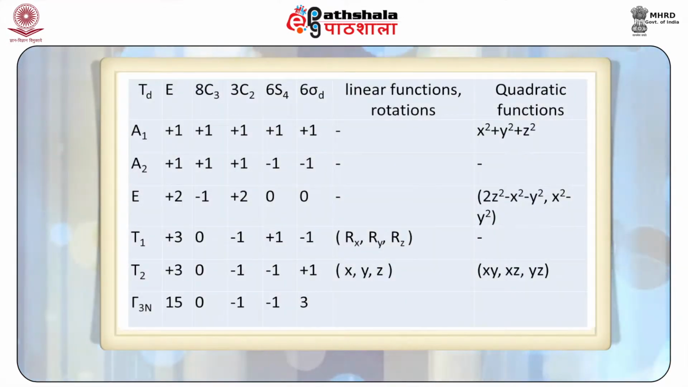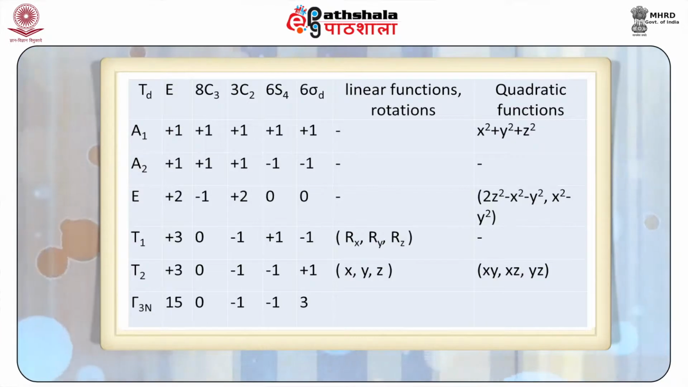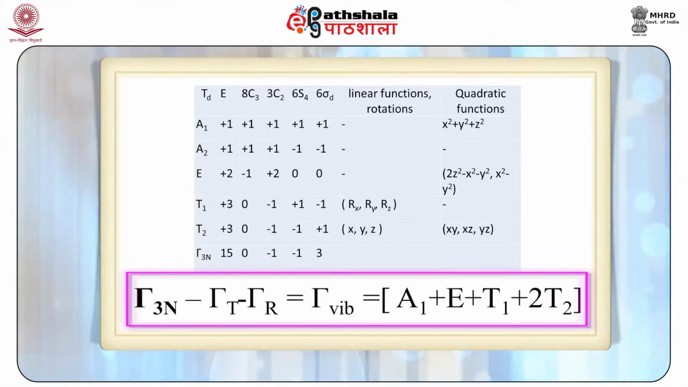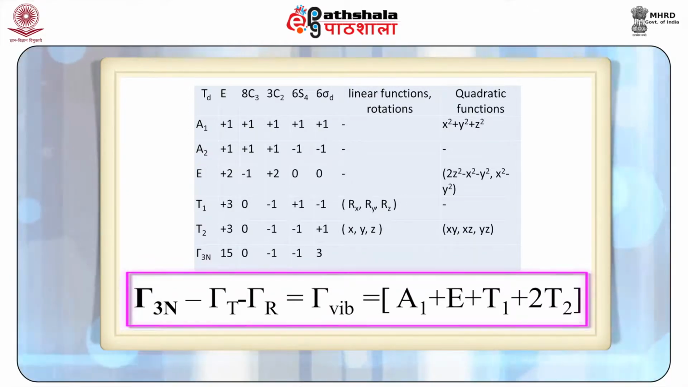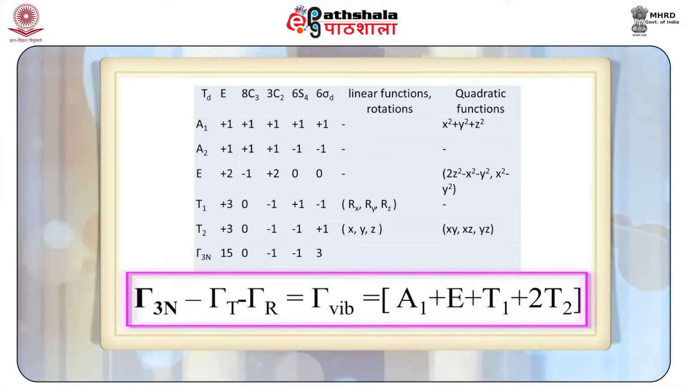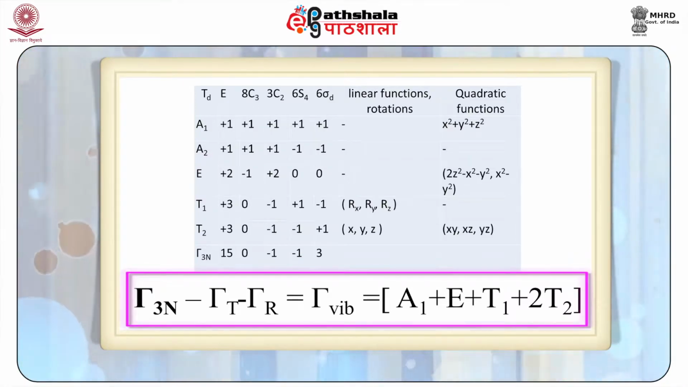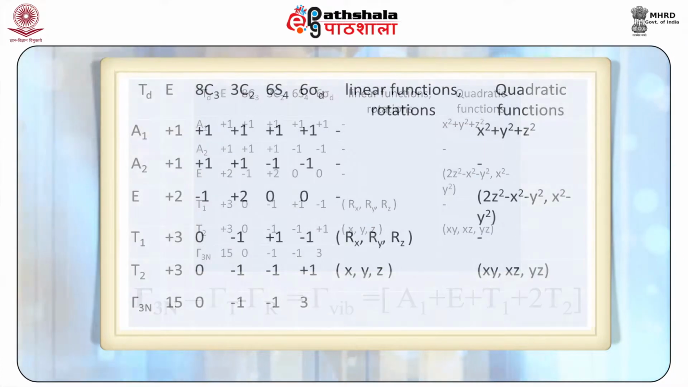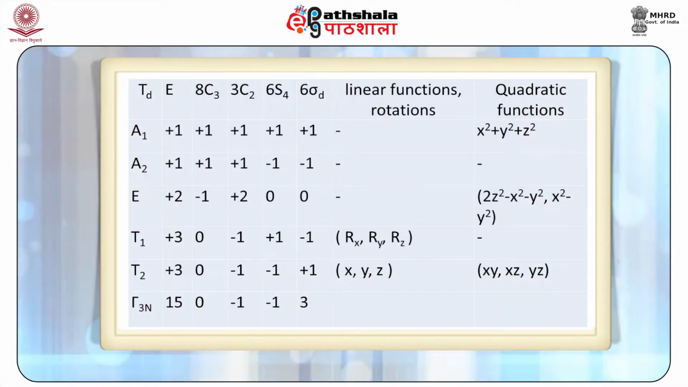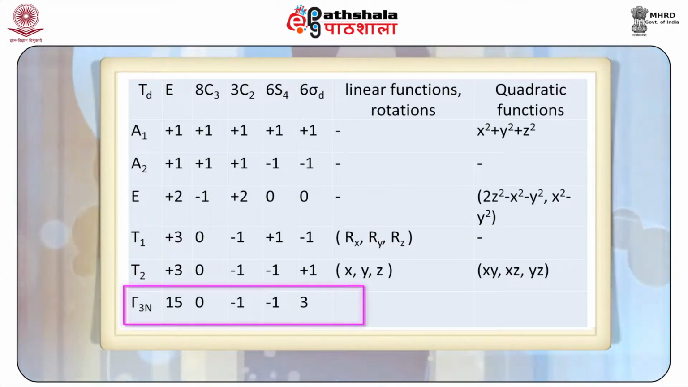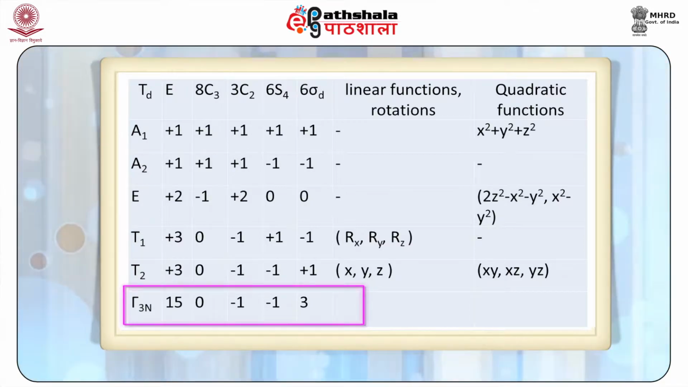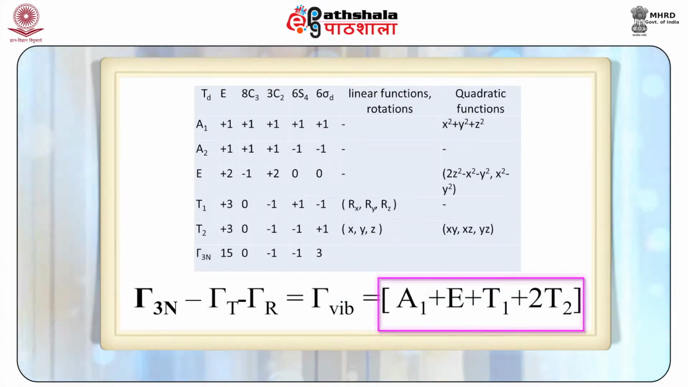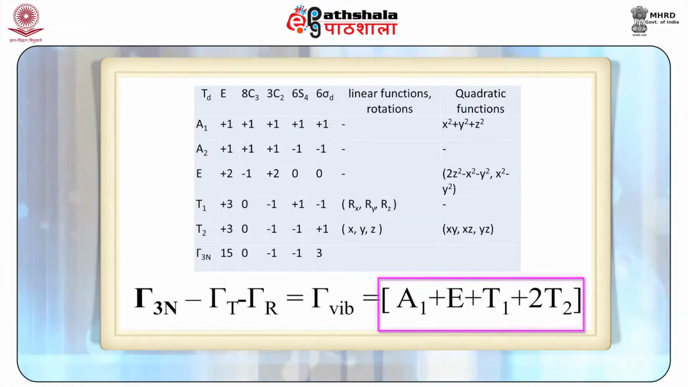Using 3n vectors as the basis, and using the character table of the Td point group, we get the vibrations as tau vibration equals tau 3n minus tau t minus tau r, which is A1 plus E plus T1 plus 2T2. And this tau 3n, which is obtained as we have discussed earlier, is 15, 0, minus 1 and 3, and on reduction we get the result as A1 plus E plus T1 plus 2T2.